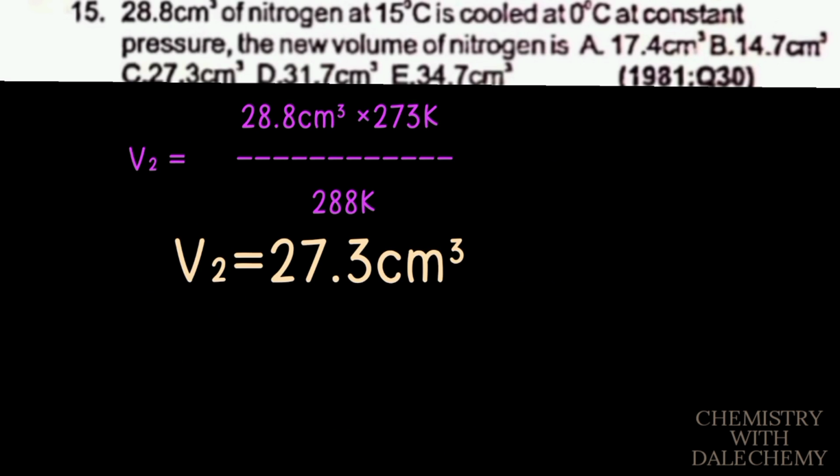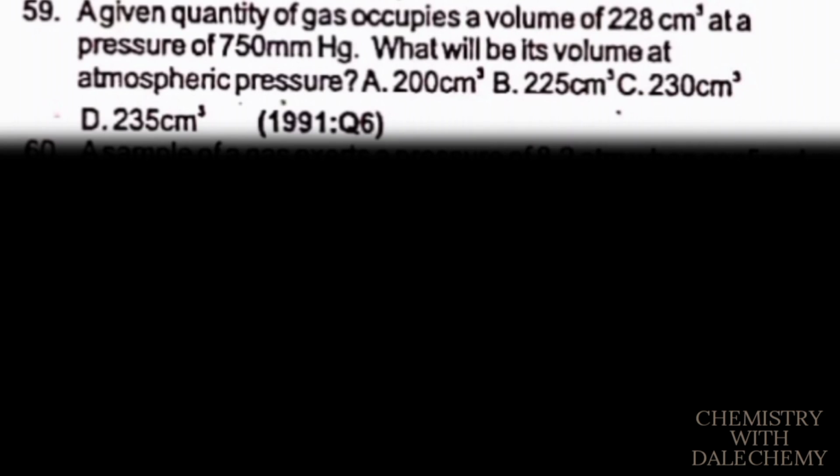And the next question is question 6 of 1991, which states a given quantity of gas occupies a volume of 228 cm³ at a pressure of 750 millimeters of mercury. What will be its volume at atmospheric pressure? So obviously we can see it's just a relationship between pressure and volume, which is given by Boyle's law. And one more important thing is that from the question, they didn't tell us that it is at constant temperature, but it is not necessary.